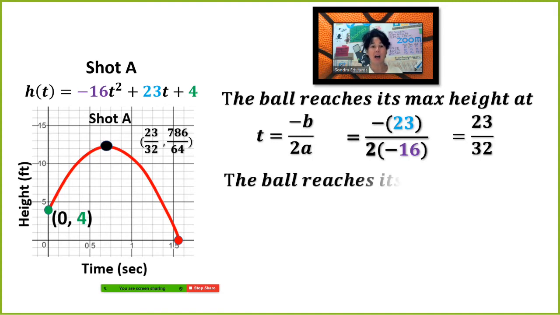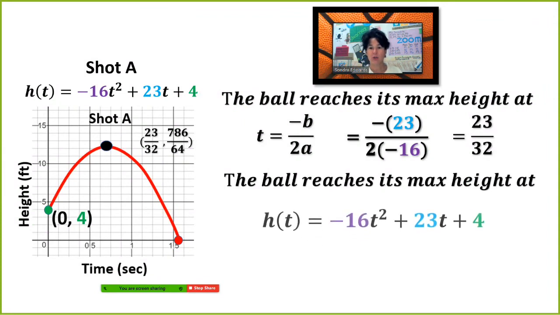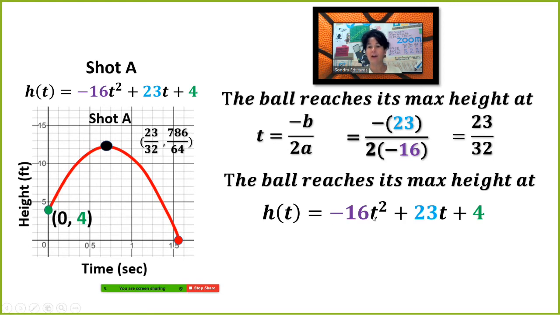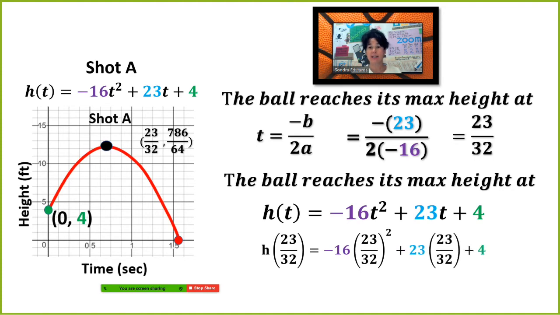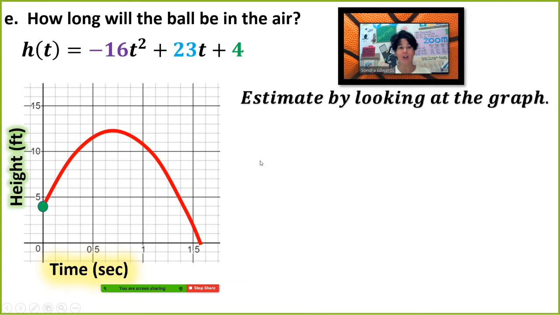Now that we have the time when the ball reaches the maximum height, we could substitute the time into the function to find the height that it is at that time. I'm going to substitute 23 over 32 into this equation, and then we're going to simplify, and we find out that h of 23 over 32 is 785 over 64, and notice we have the same answer. So this is just another technique of finding the vertex if you're starting with that ax squared plus bx plus c form. How long is the ball going to be in the air?